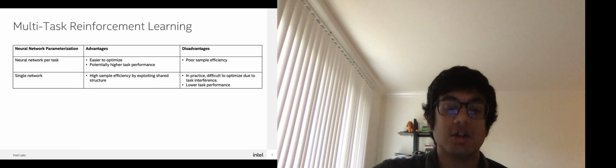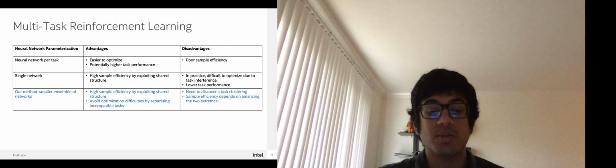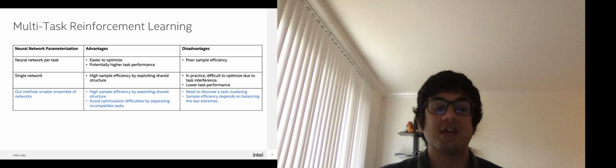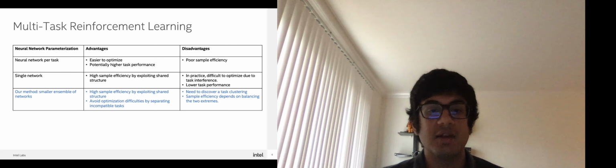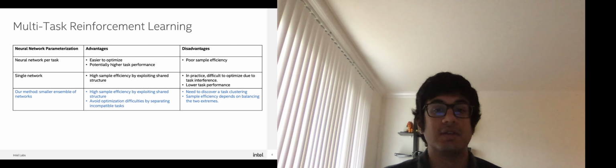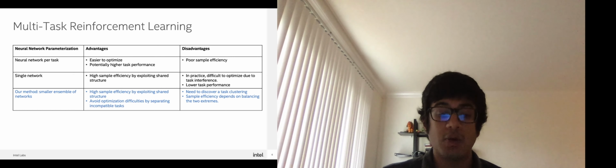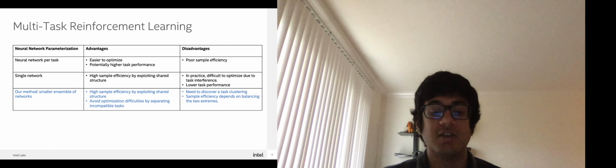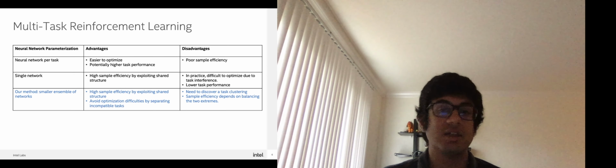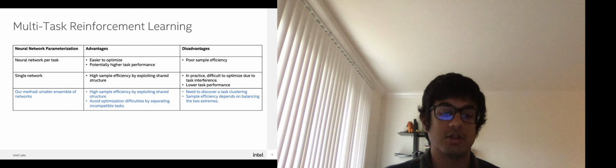We propose a third alternative. We use a small ensemble of networks and divide the tasks between them. This method has the sample efficiency advantages of the single network approach, while avoiding optimization difficulties by separating incompatible tasks. In this work, we establish that such a method is viable by constructing task clusters from a dataset of training results.